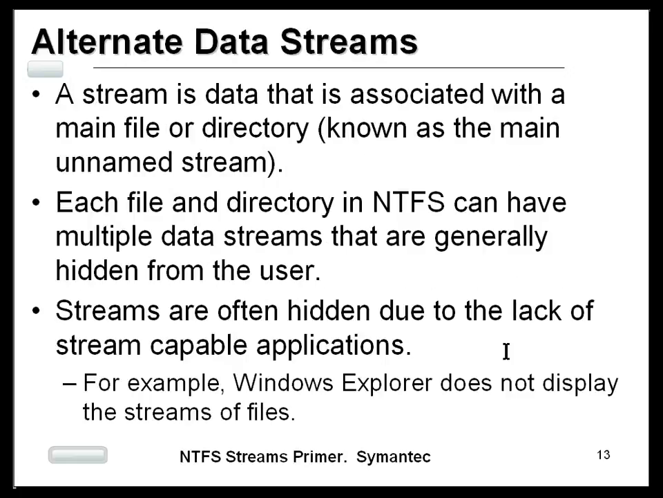This is from the Symantec site, and it gives you a great little primer on NTFS streams. A stream is data that is associated with a main file or directory known as the main unnamed stream, which we've talked about before. Each file and directory in NTFS can have multiple data streams that are generally hidden from the user. Notice that when we talk about multiple data streams, the unnamed data stream is viewable, the remaining are not unless you know that they're there and know how to extract that information.